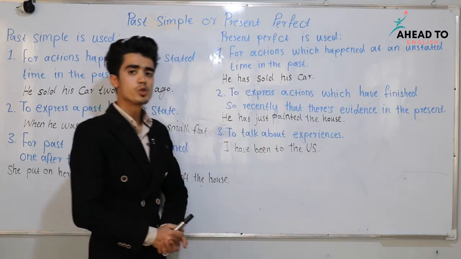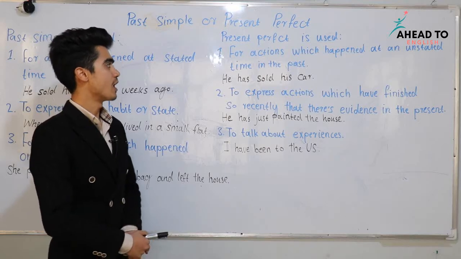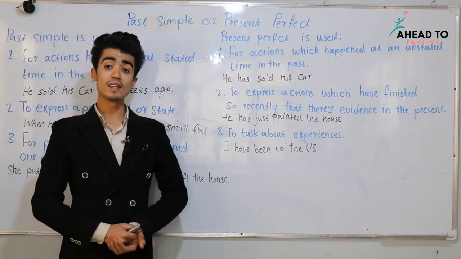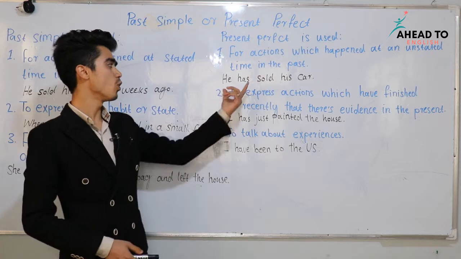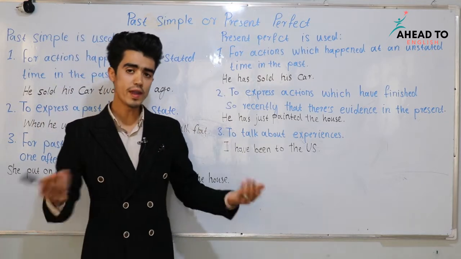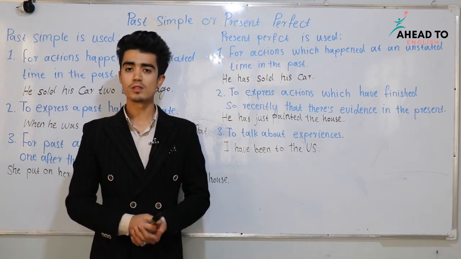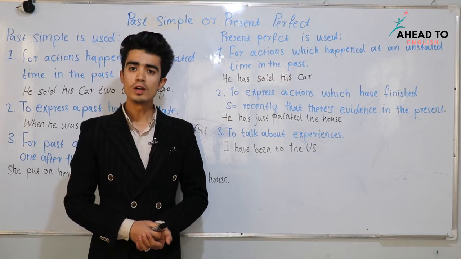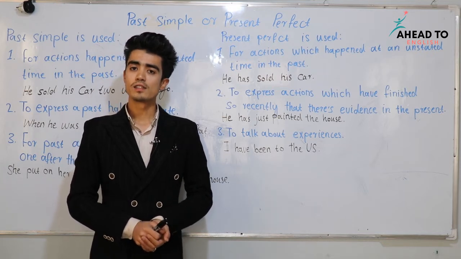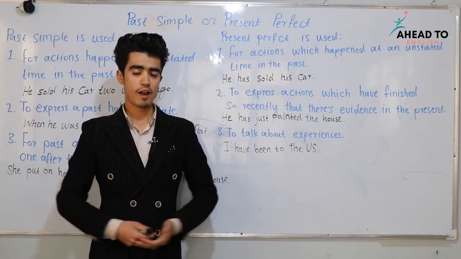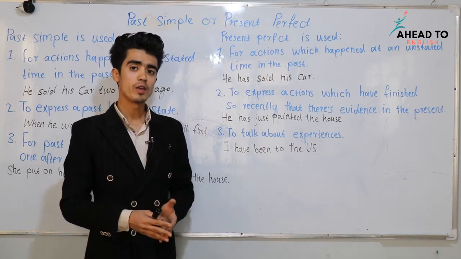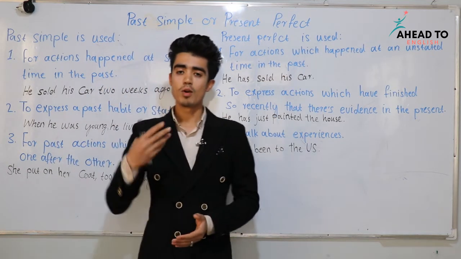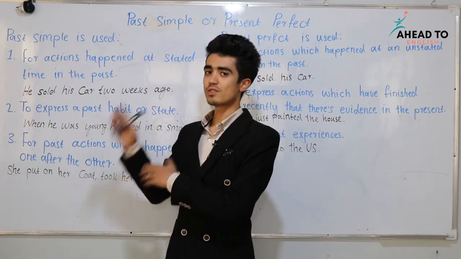But we use present perfect for actions which happened at an unstated time in the past. For example, he has sold his car. When? The time is not clear. Or I have seen my friends. When? The time is not exact. When we want to talk about the exact time, we use past simple.